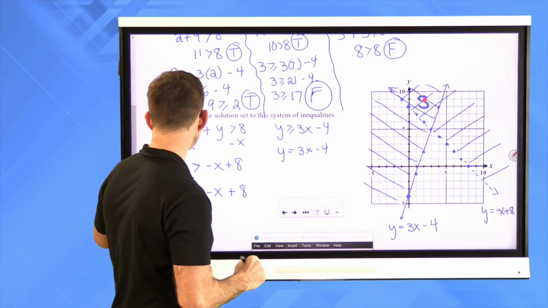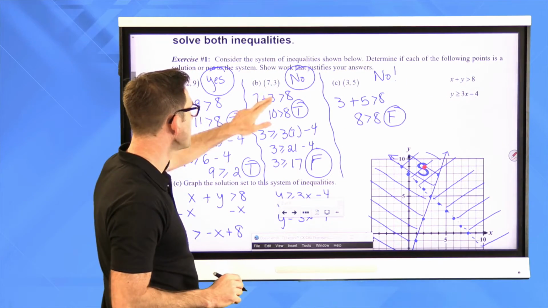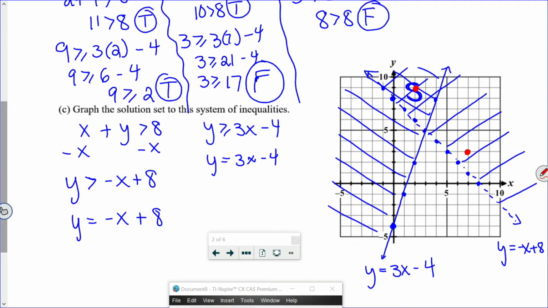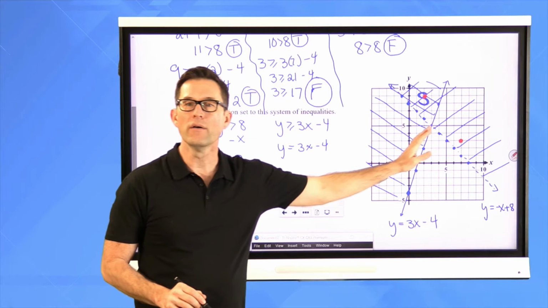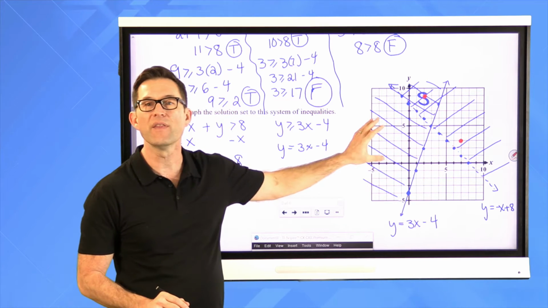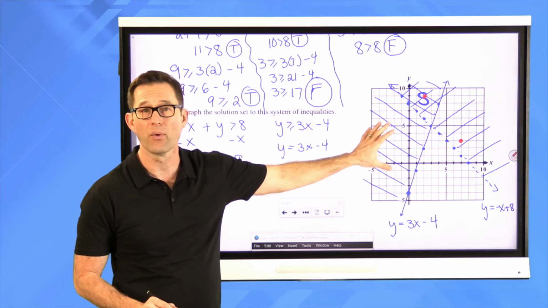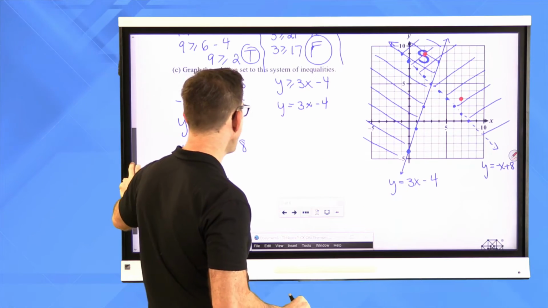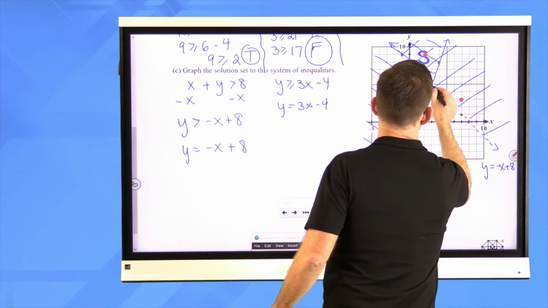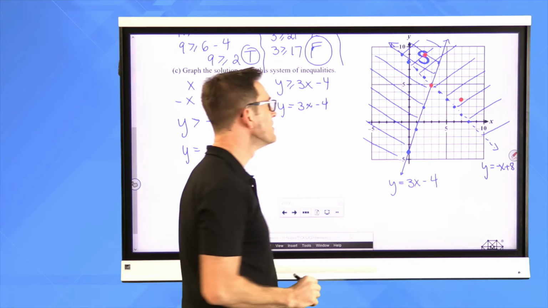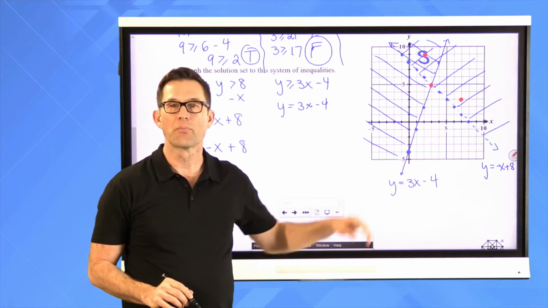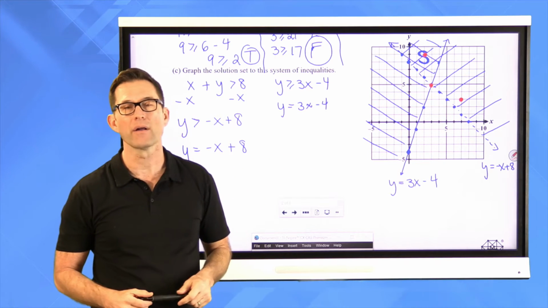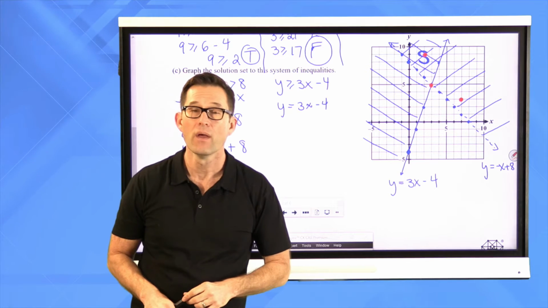If I took a look at my second point, which was 7, 3, 7, 3 is over here, and it lies within one of the two shadings, but it doesn't lie within this shading. So it's also not a point in the solution set. Likewise, we could even look at that last point, 3, 5, which lies right here, and it is close. The problem is it lies on the dashed line, and the dashed line is not part of that region.